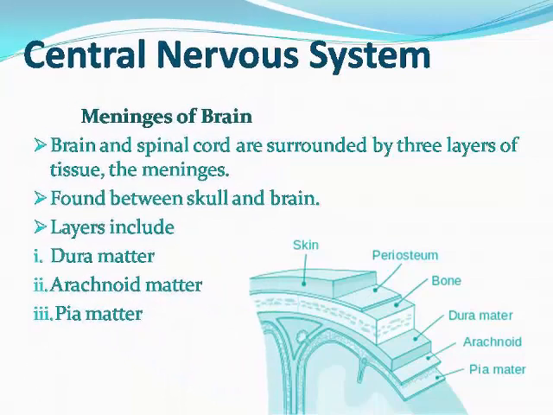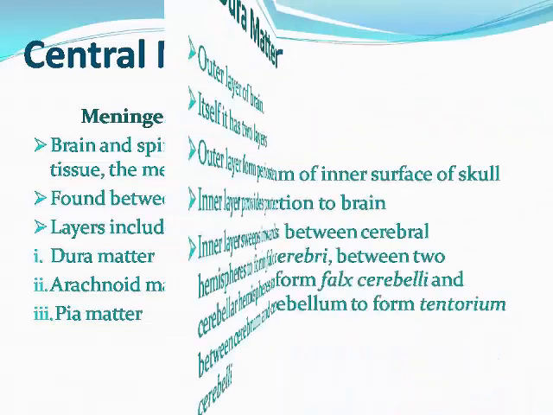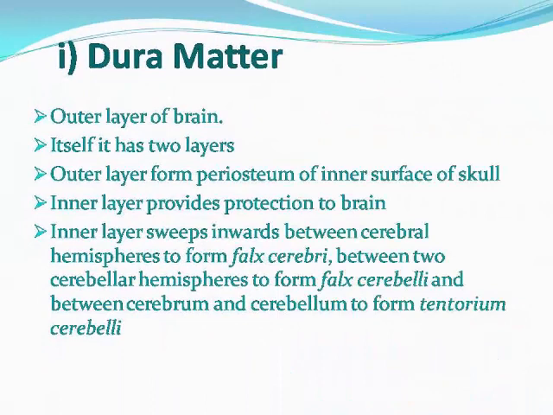The central nervous system, the brain and spinal cord, is surrounded by 3 layers of tissue, the meninges, found between the skull and brain. The layers include dura mater, arachnoid mater, and pia mater. Dura mater is the outer layer of the brain.